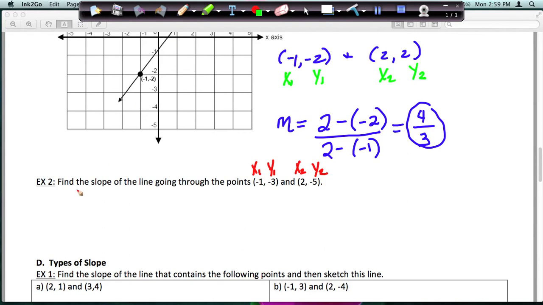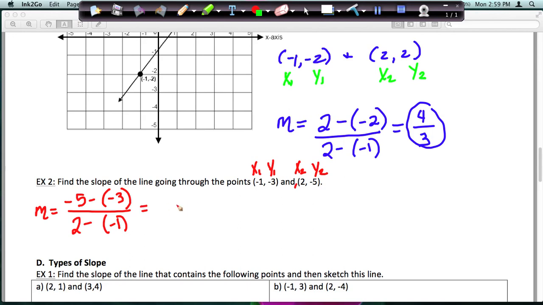So when I plug in to the formula for slope, I get y2, which is -5. Go ahead and write that minus sign before you even look at y1. And y1 is a -3. So I'm going to plug in -3 for y1. Over x2 is 2 minus, again that's part of the formula, that minus sign, and then x1 is -1.